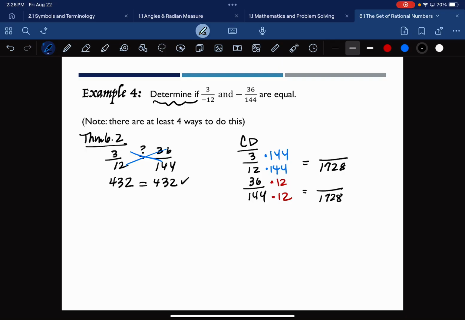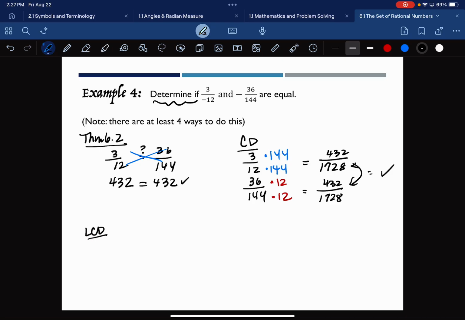What's 3 times 144? This number will look familiar. 432. And 36 times 12? 432. And look, they're equal. So the fractions were equal as well. Common denominator approach. Now, it was overkill to make that denominator that big. Okay, let's look at another one.